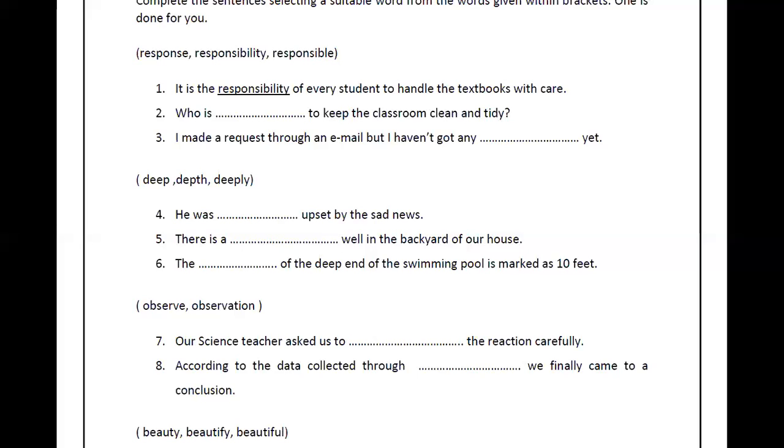And the third one is the blank of the deep end of the swimming pool is marked as 10 feet. Okay, so this text says something about 10 feet. So this is a noun here. You should figure it out. Once you read the question or the sentence, you will understand what they need here.